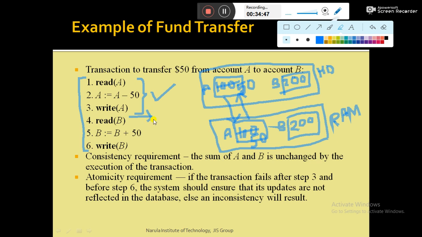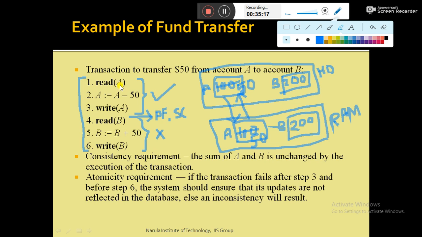say power failure occurs. PF in short I am writing, power failure occurs or software crash, let's say software crash happens or any kind of failure occurs. So what happens? This set of instructions of that particular transaction are not able to execute. That is why I am giving a cross mark.